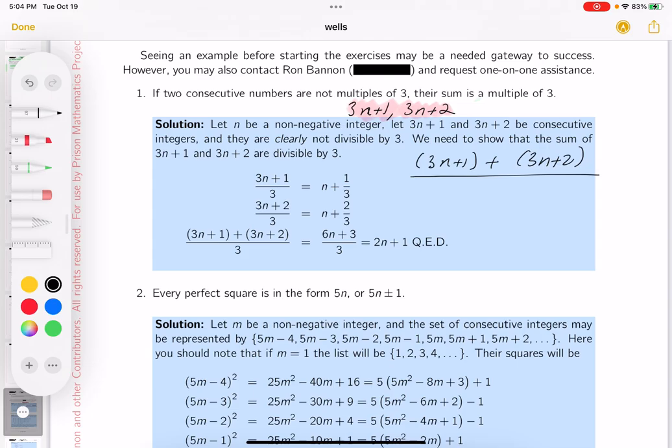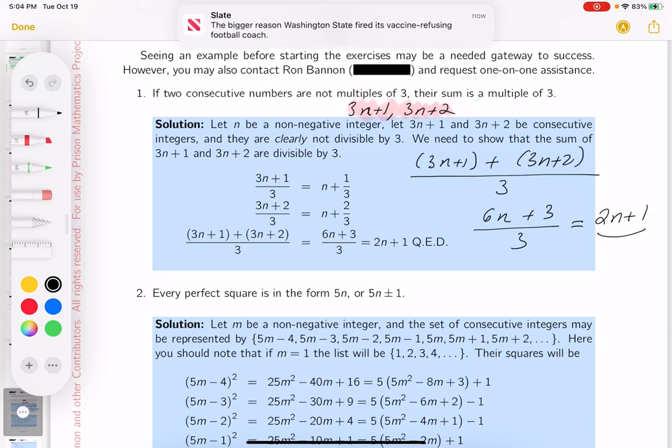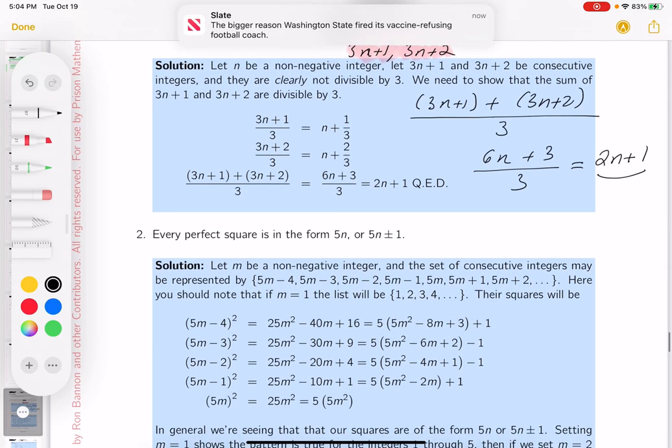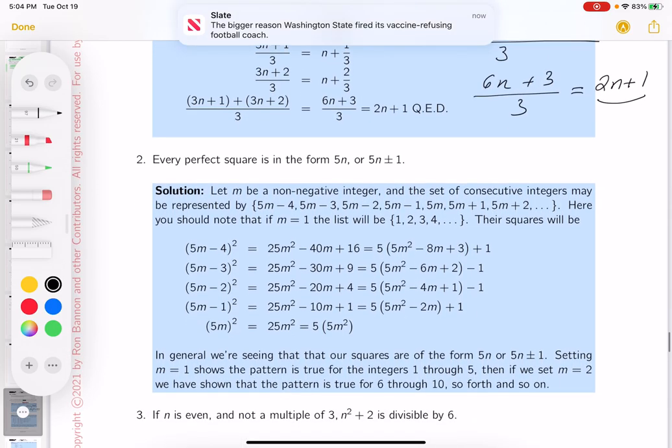Is it a multiple of 3? In other words, does it divide by 3? I don't know. What do you get? 6n, 1 plus 2 is 3, divide by 3. What do you get? You get 2n plus 1, clearly an integer. 2n is an integer and 1 is an integer. It certainly divides in. All right, let's look at the next one.